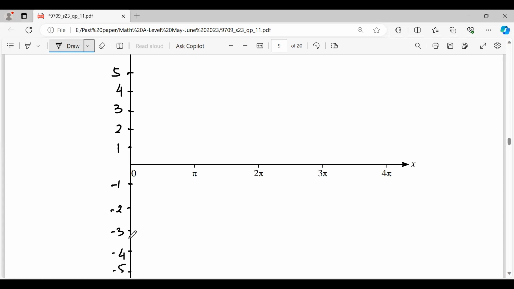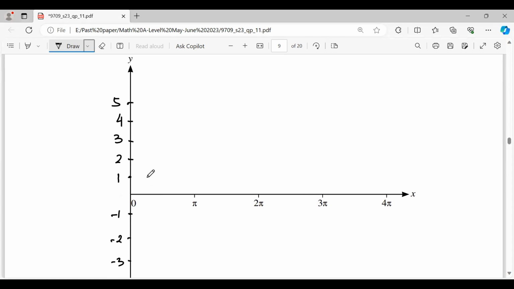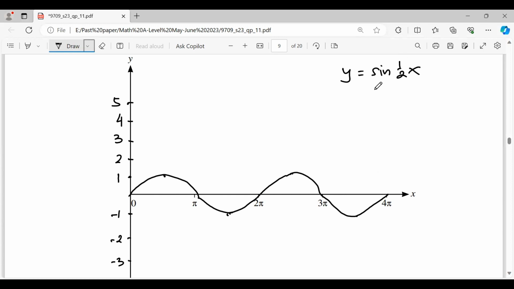Right. Firstly, I'm going to start with the graph of y equals sine x. For the graph y equals sine x, the maximum and minimum points are 1 and negative 1. So if we sketch the graph, it looks like this. This is the graph of y equals sine x. Then I'm going to move to the graph of y equals sine half x.